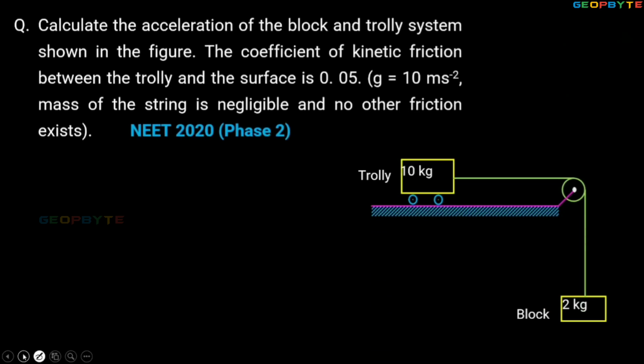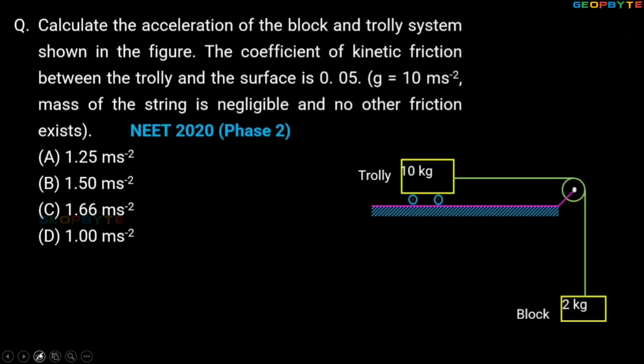Similarly, let us take another important problem. Okay, look at the screen. It is asking like this. It is the most expected problem. Very, very important problem. I can say 5-star problem. This kind of problem can be repeated. Asking like this: calculate the acceleration of the block and trolley system shown in the figure.